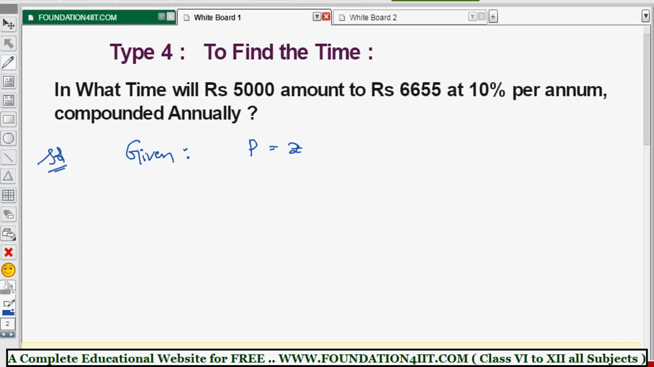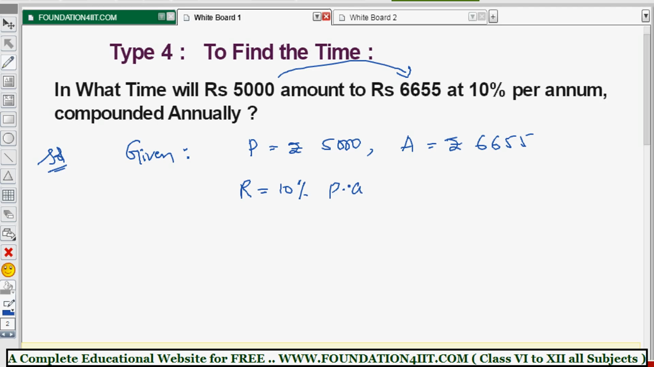Now principal is rupees 5,000 and it changes to amount 6,655. That means amount is equal to rupees 6,655. These two are given, and the rate of interest is 10% per annum. This is also mentioned. Let the required time be n years. Time is not given, so we should find it out.